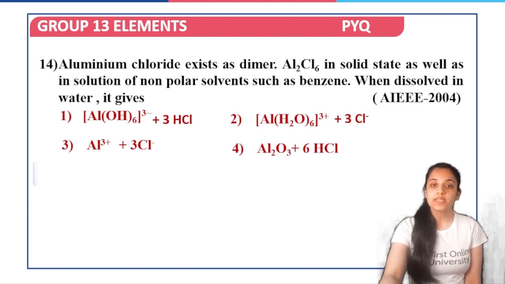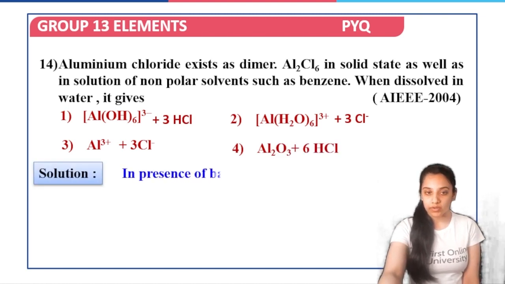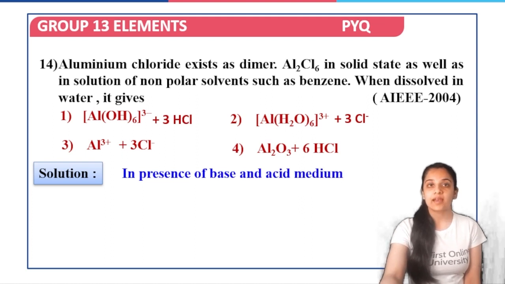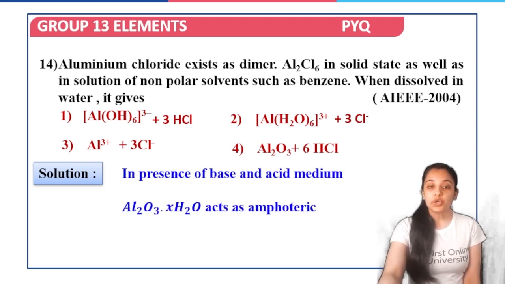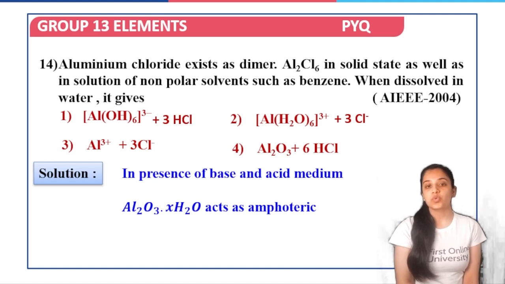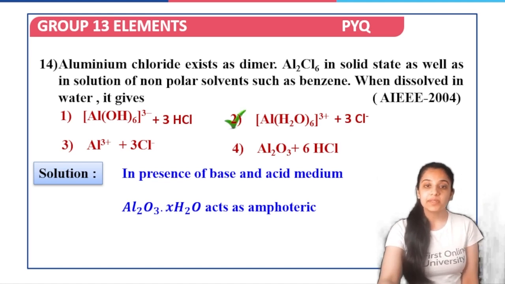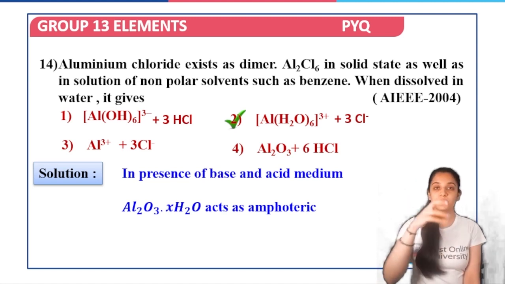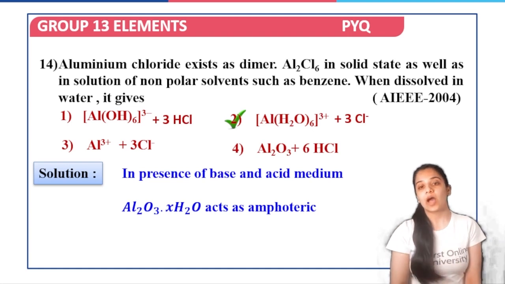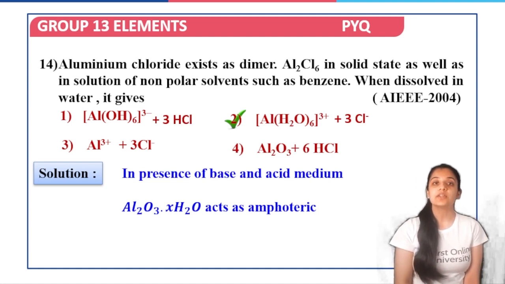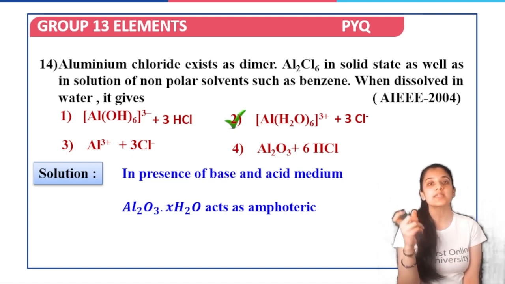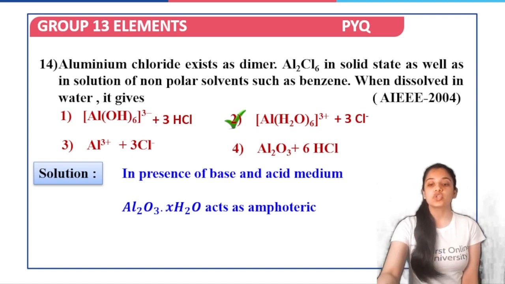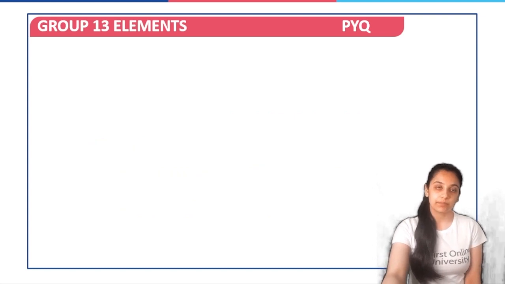So when Al2Cl6 is dissolved in water, in the presence of basic and acidic medium, Al2O3.xH2O is going to behave as an amphoteric oxide. That means it is going to give this hexa aqua aluminum complex along with 3Cl minus to balance or neutralize the charge on this positively charged complex. So option 2 is the correct answer.